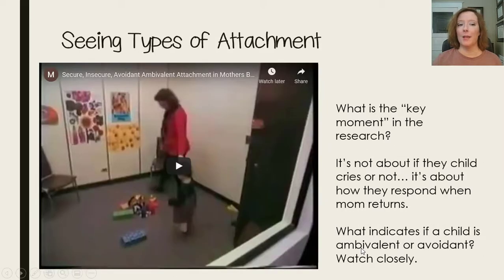We're going to watch some examples of the types of attachment that we're seeing, and I want you to ask yourselves, what's the key moment in the research? And keep in mind, it's not about if the child cries or not, it's about how they respond when the mom returns. What indicates if a child is ambivalent or avoidant?